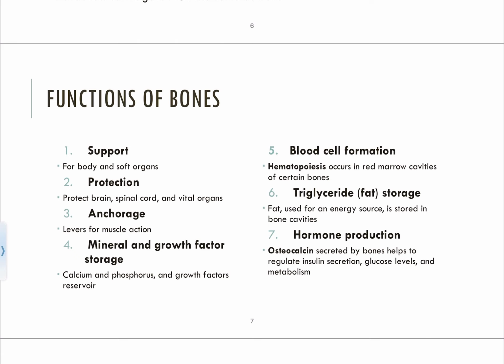The seventh way or function of bones is hormone production. We have a specific hormone called osteocalcin, and our bones can actually secrete this hormone to help regulate insulin secretion, glucose levels, and metabolism, or even energy expenditure.